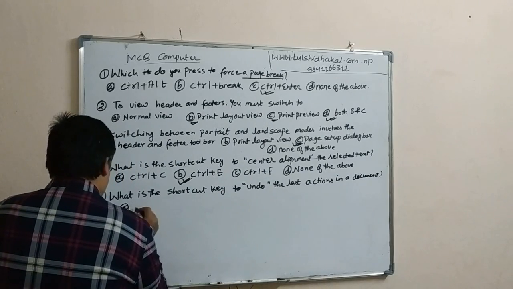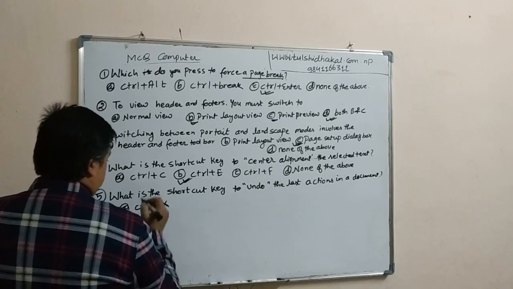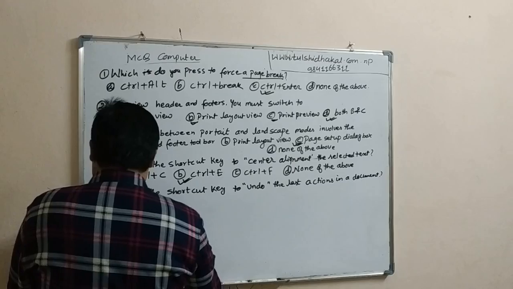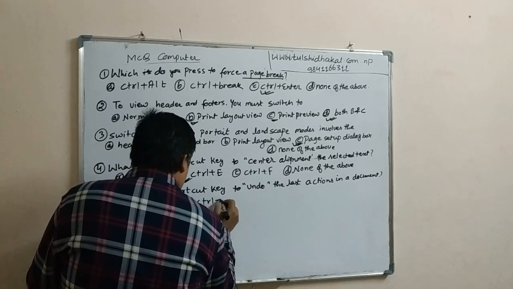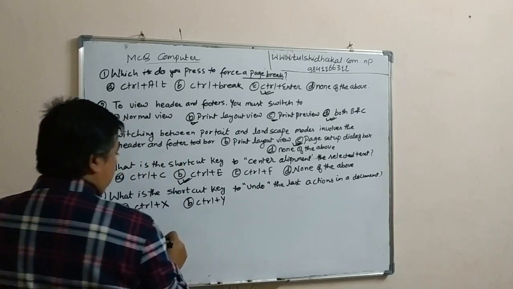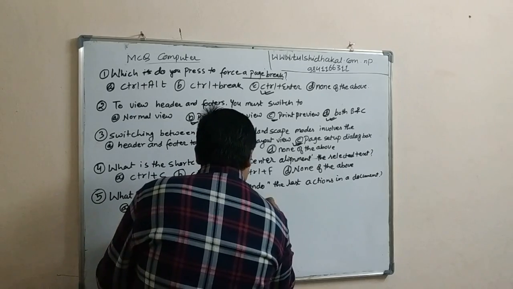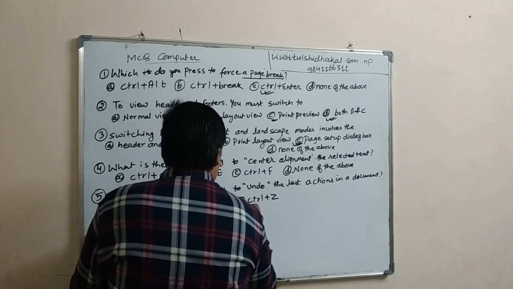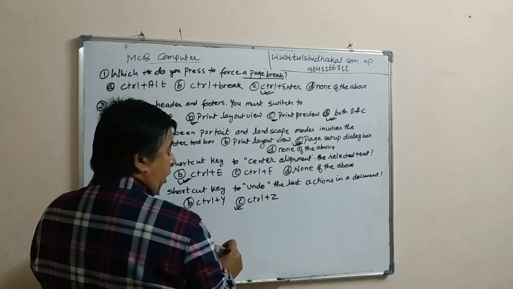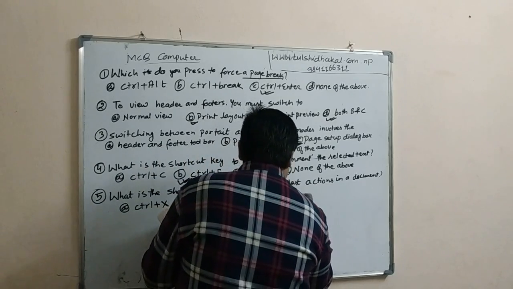Option number A, Control plus X, it is for cut. Option B, Control plus Y, it is for redo. Option C, Control plus Z, it is the best answer for this question because for undo we use Control plus Z. And option D, none of the above.